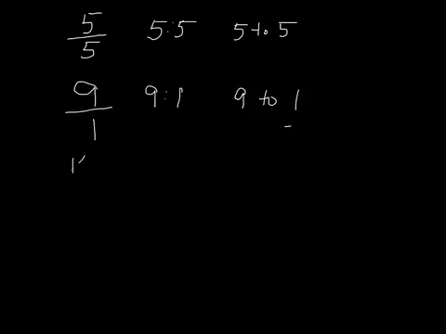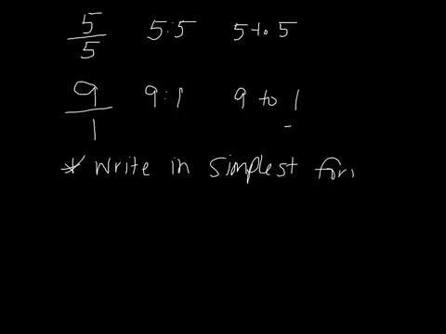We should write them in simplest form. So 9 to 1, we would write it that way. 5 to 5, I could just write as 1 to 1, because that would be the same. On the other page, I had 6 to 4. I could reduce that to 3 to 2, if I divided both by 2. So make sure you're using simplest form. Okay, so that's a ratio.